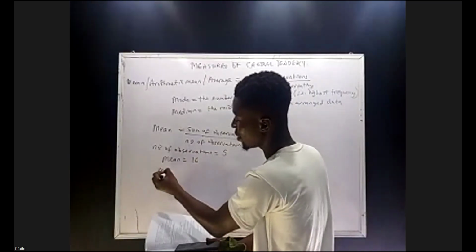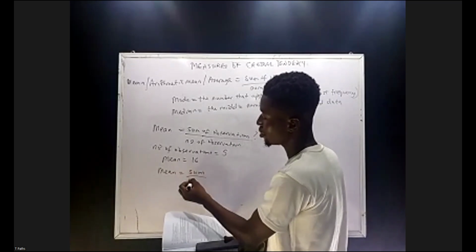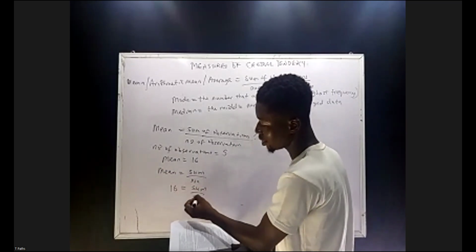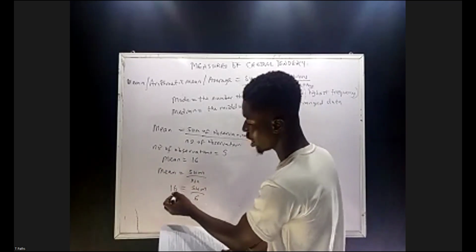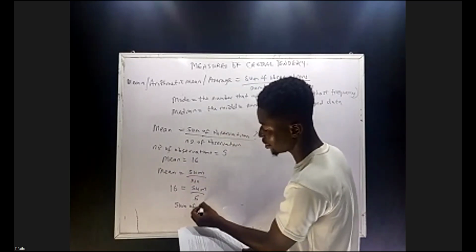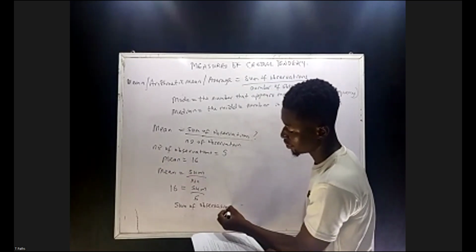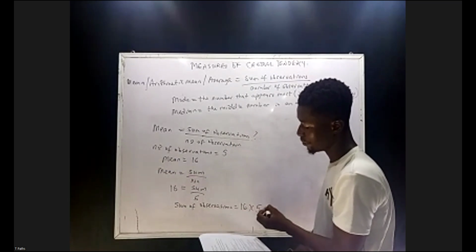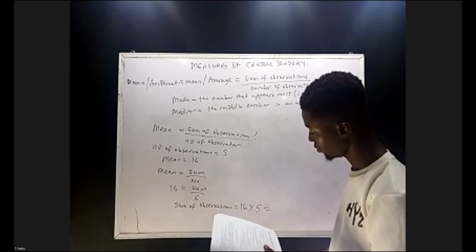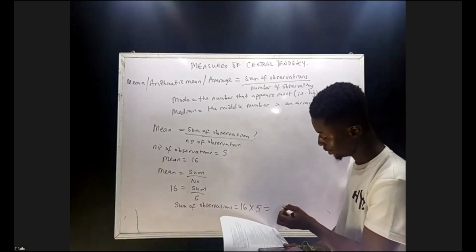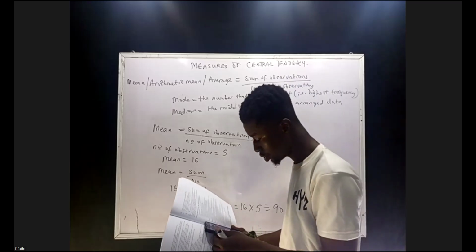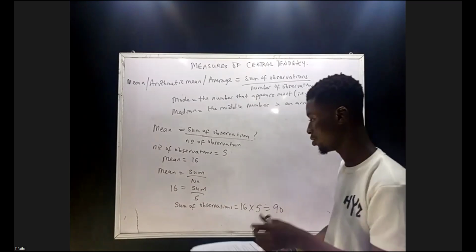Now, what will I write? My mean equals sum over the number. So 16 equals the sum over 5. Now, what will I do? I will cross multiply, right? So I simply have the sum of all the observations is 16 times 5. And what's 16 times 5? I should have 90. 16 times 5 is 90. That tells me that's option C. The correct answer is option C.